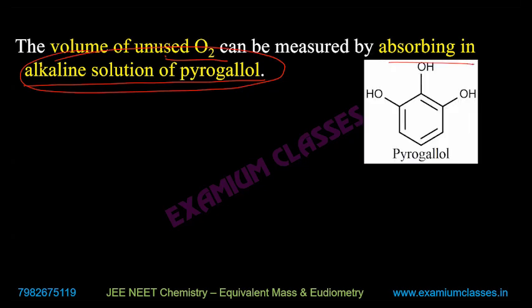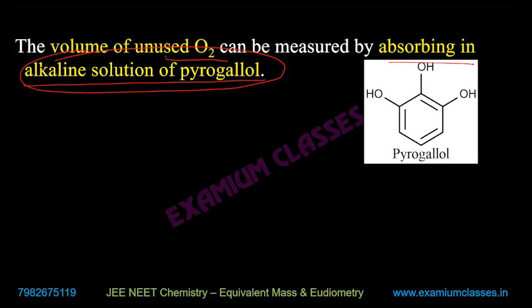And what is pyrogallol? Pyrogallol is this. Benzene ring, okay, phenol has one OH group, and pyrogallol has three alcoholic OH groups on adjacent carbons of the benzene ring. This is pyrogallol.